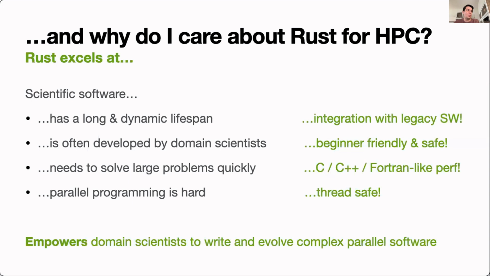Some of the things Rust excels at are precisely solving these problems. Rust has excellent integration with legacy software via C interfacing. It's pretty beginner friendly and safe. If a developer doesn't know the difference between the stack and the heap, it doesn't matter. Rust will protect them from having to know the details. It allows you to write high-performance software with performance comparable to C, C++, and Fortran, but without many of the pitfalls. And when it comes to parallel programming, Rust is thread safe. It rules out a huge class of mistakes that one can make when writing parallel code. And I really believe Rust empowers domain scientists to write and evolve complex parallel software, and this is the main reason why I care about Rust.